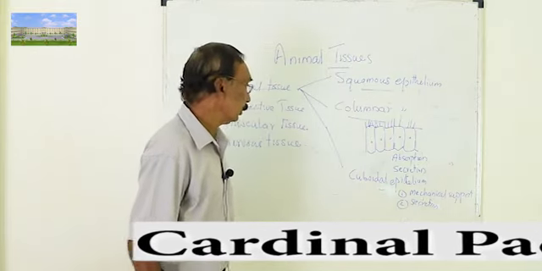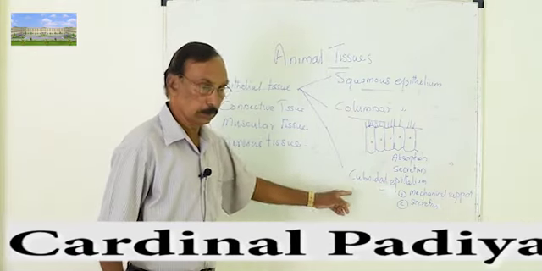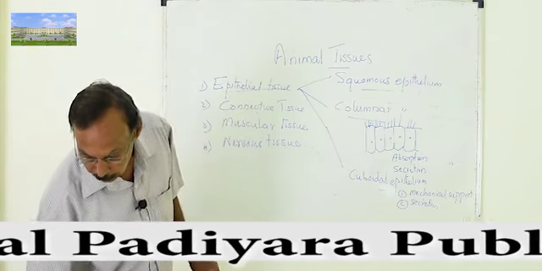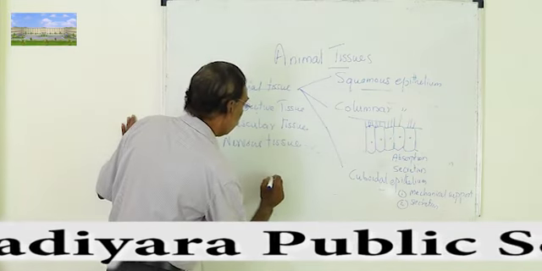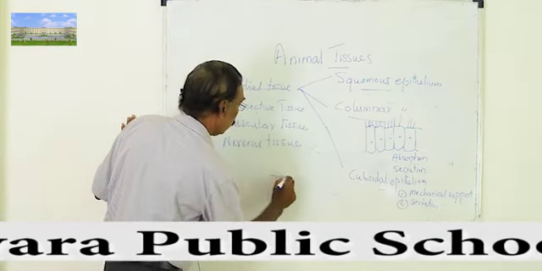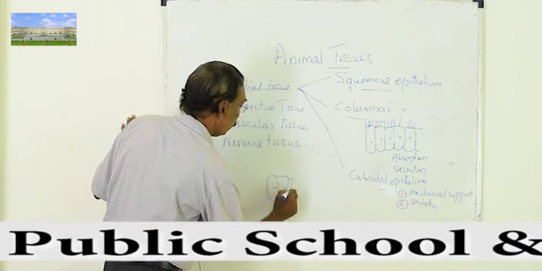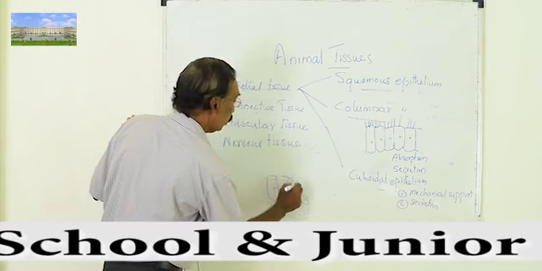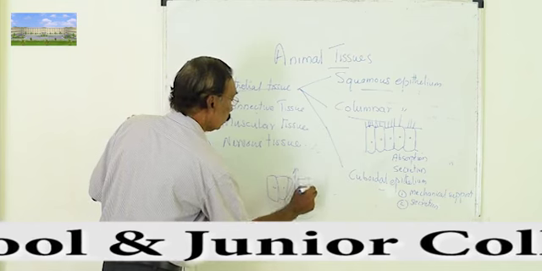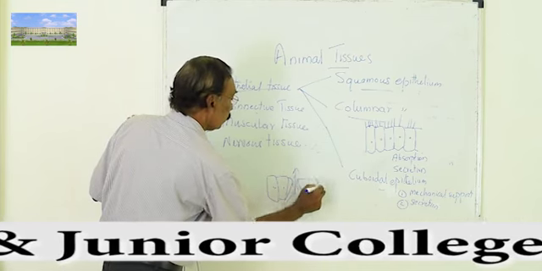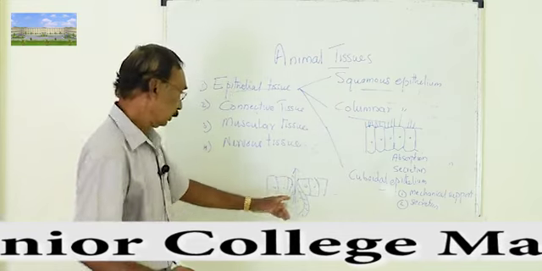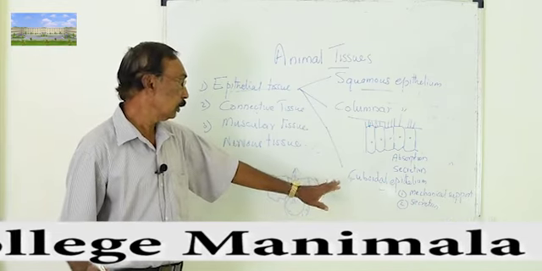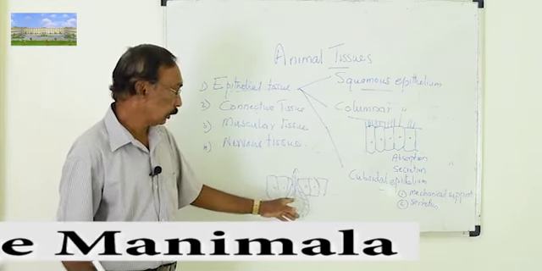Sometimes this kind of cuboidal epithelium may have glands. In the textbook you can see the diagram. Once again I am drawing cuboidal epithelium. Inside you can see a gland will be there. When it produces secretion outside, and there is a gland inside, it is called glandular epithelium. The same cuboidal epithelium with a gland is called glandular epithelium.